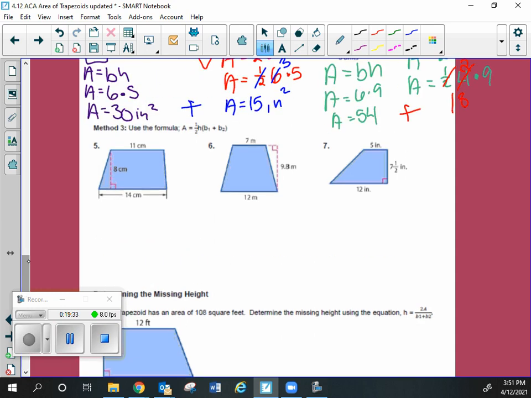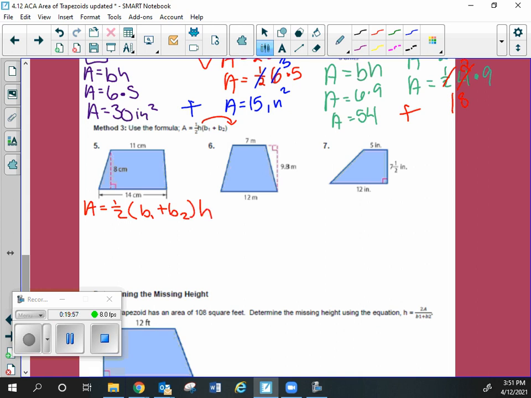So let's go ahead and copy it. That formula is right there. The one on the star chart has an H afterwards. Does that change anything? It really doesn't. Miss Lytle will usually put the H at the end just because that's what I do, but it's no different. Okay, so I'm going to start with that formula. A equals 1/2 B1 plus B2 times the height at the end.